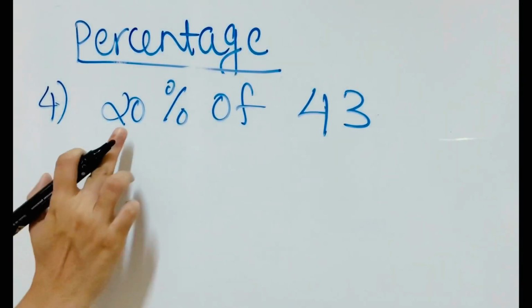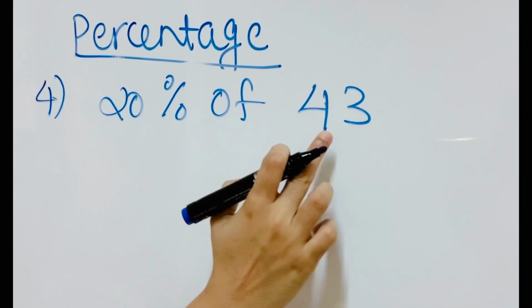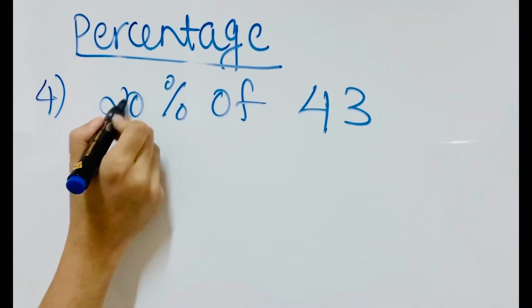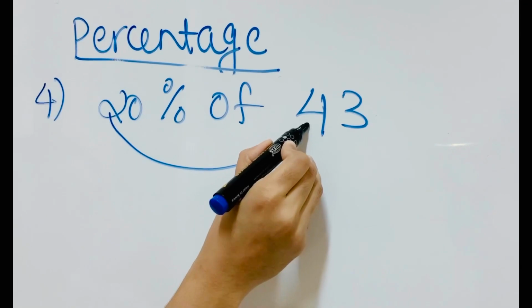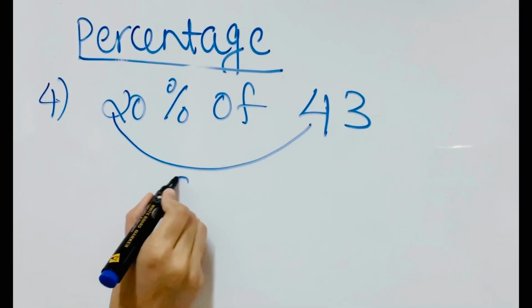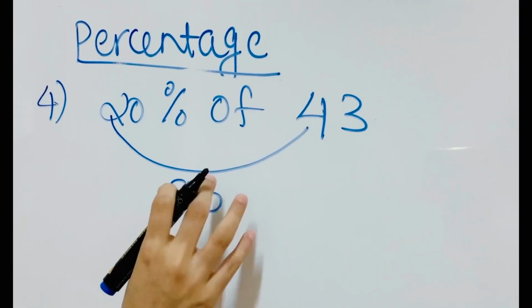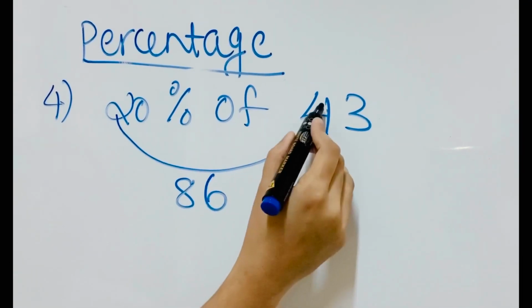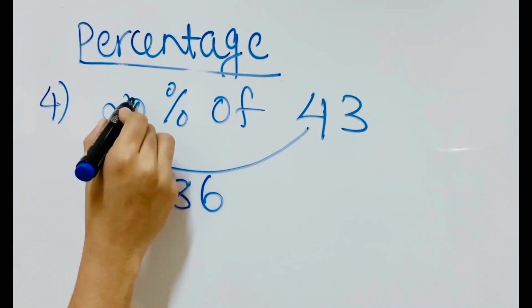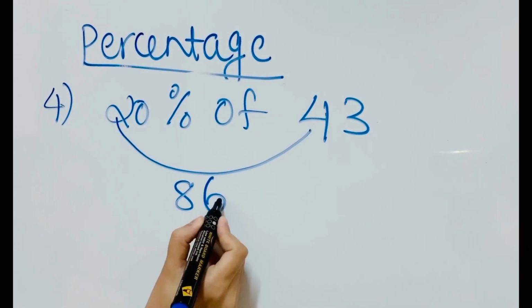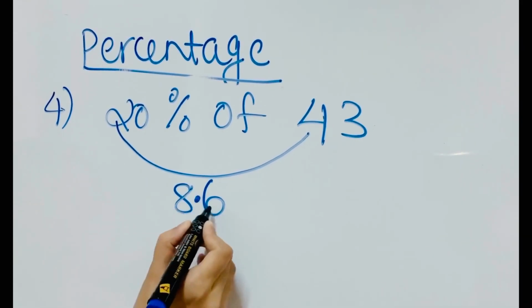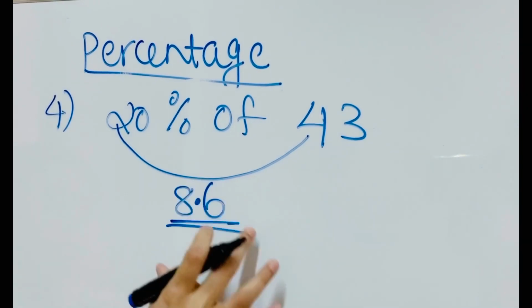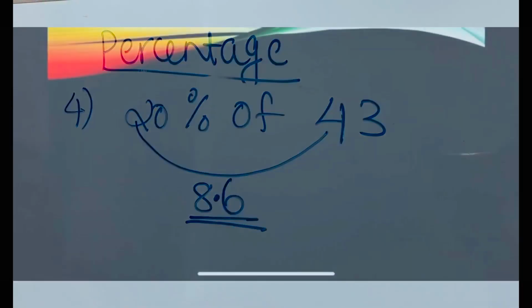Now a similar question, 20% of 43. Here also only one zero is there. Let's multiply 2 with 43. 2 into 43 is 86. 86 is higher than 43. So here only one zero, then put a point here. So 8.6 will be the answer.